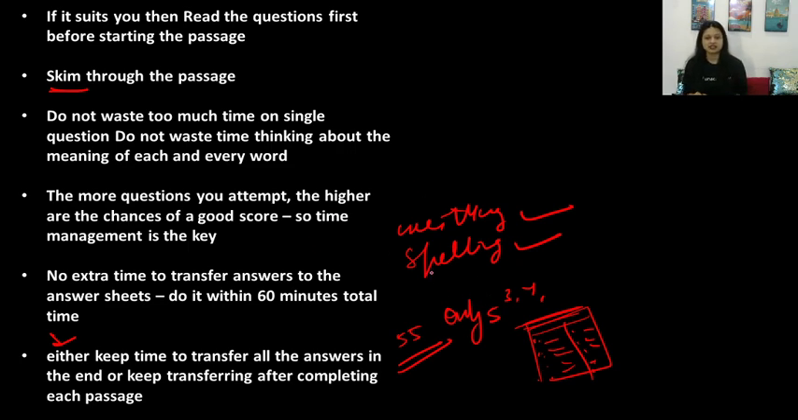And by chance, if in the end, just due to a little bit of time, you are unable to write 4 to 5 answers, what will happen? You know the answers were correct, but you could not write them. So you will lose marks. So practice this. Whenever you are doing the reading test, practice this. Keep 5 minutes to write your answers also.